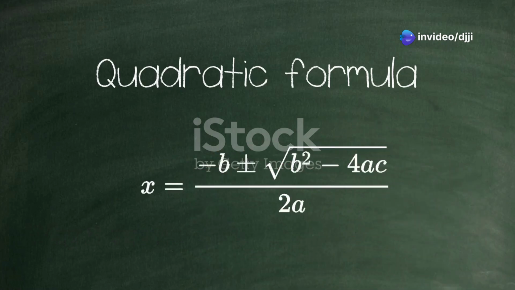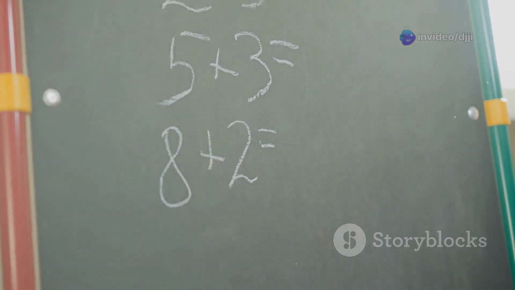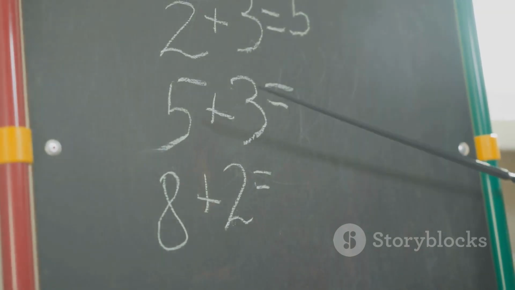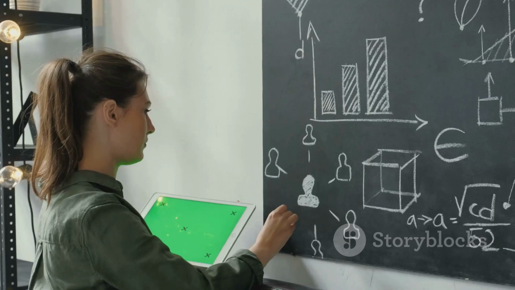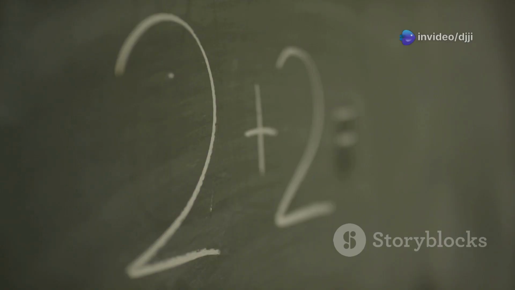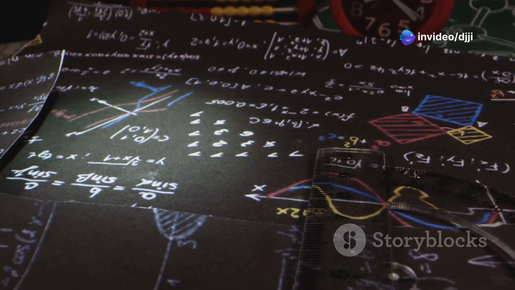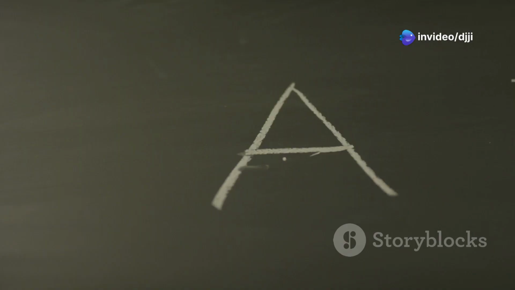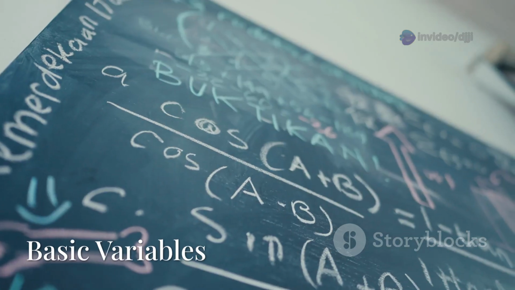Why it works. Multiplying the factors back, we get a minus b times a plus b equals a squared plus ab minus ab minus b squared, which simplifies to a squared minus b squared. The middle terms cancel out, leaving just the difference of the squares.